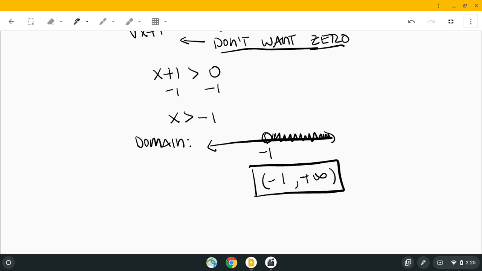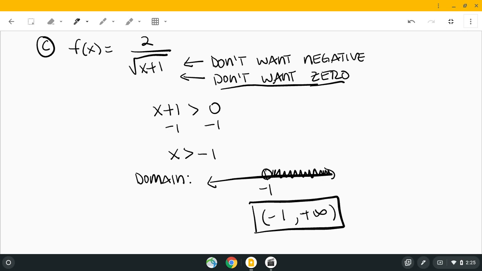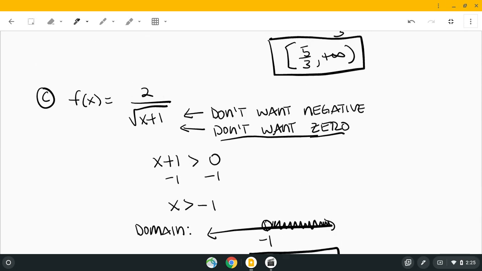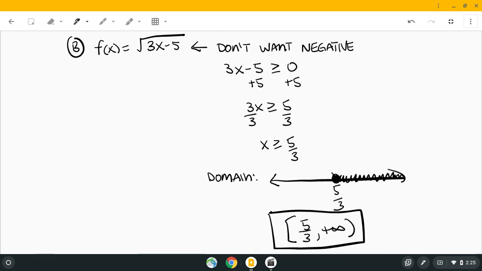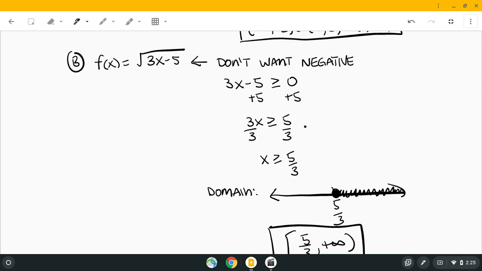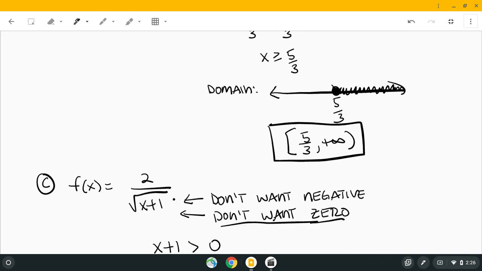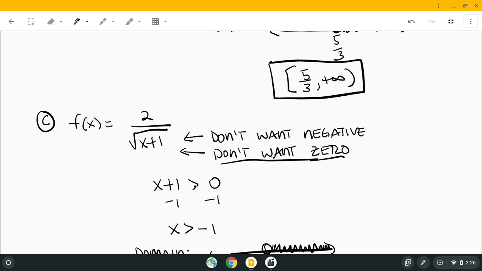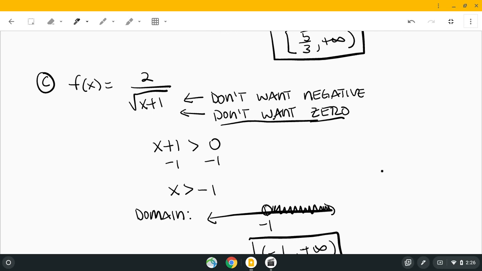We don't want it to be 0 because it is in the denominator, and we also don't want it to be negative. Okay, so make sure you see the difference between that one, letter C, and this one over here. When we don't want it to be negative, we do use the greater than or equal. It's okay for it to equal 0. It's a closed circle. But here, we don't want it to be 0. So it has to be strictly greater, not greater than or equal. And it will be an open circle, not closed. Okay?